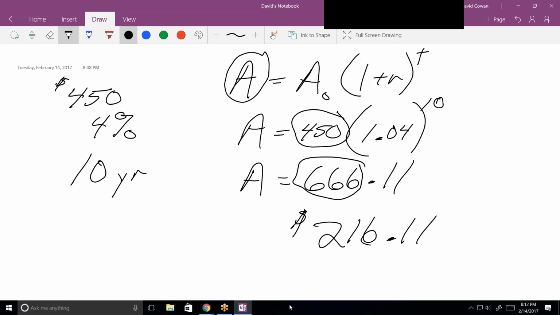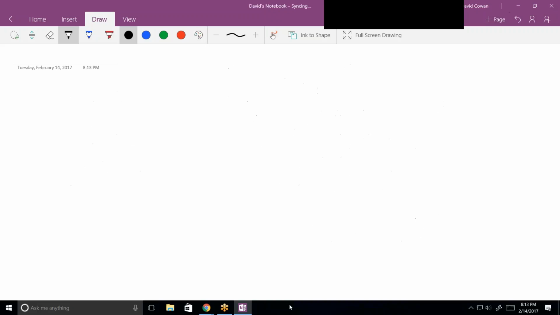Okay. Well, I was a little confused when they were asking about interest earned, and then they gave you this interest rate. Because usually when they're asking you about the interest rate, you have to solve for R, and they give you everything else. But that wasn't the case with this problem. Okay. What else?